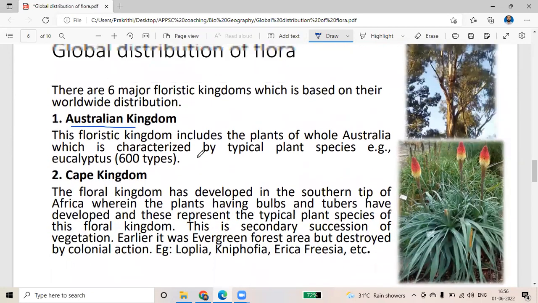The second one is the Cape Kingdom. Cape of Good Hope. You must have heard this term, Cape of Good Hope. This is actually the southern tip of Africa. The southern tip of Africa is the Cape of Good Hope. So that area we can call the Cape Kingdom. It is the floral kingdom that has developed in the southern tip of Africa, wherein the plants have bulbs and tubers.